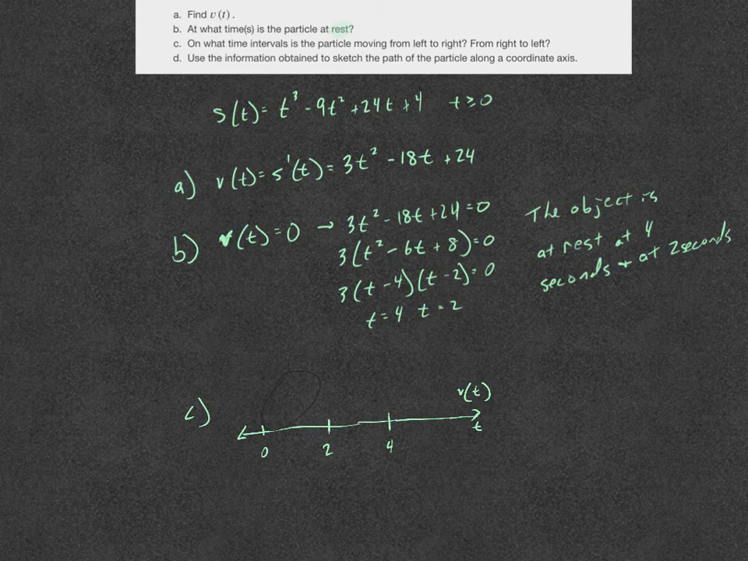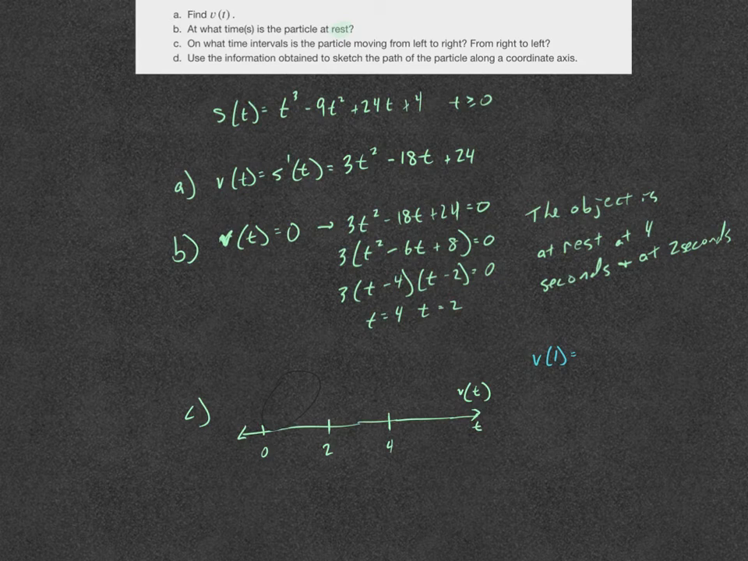Okay, and so what we can do is, I'll change color, I want to know what is v of 1 first. And again, I don't really care as much what the actual number is as much as I want to know what its sign is. Okay, v of 1, if I plug 1 into the velocity function, the first derivative, 3 minus 18 is like negative 15, plus 24 sounds like maybe 9?